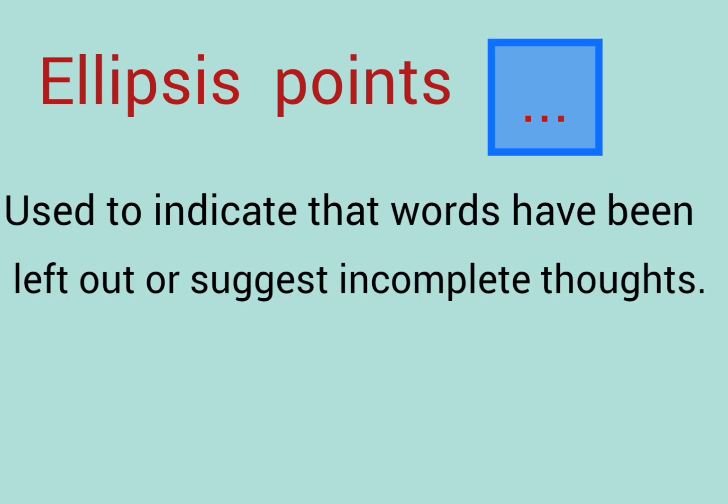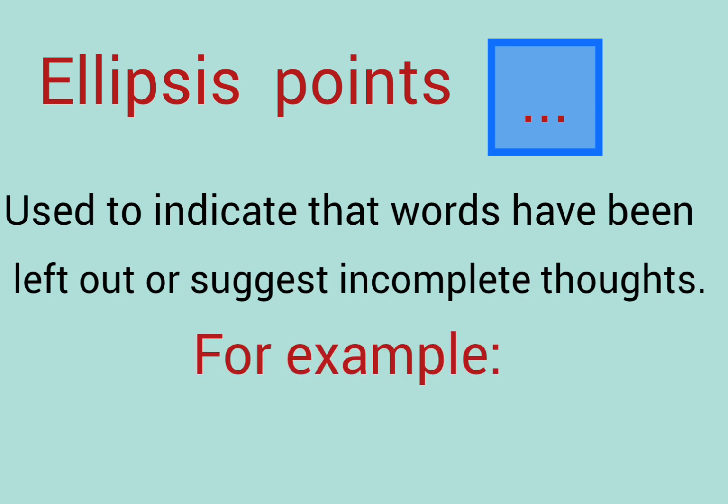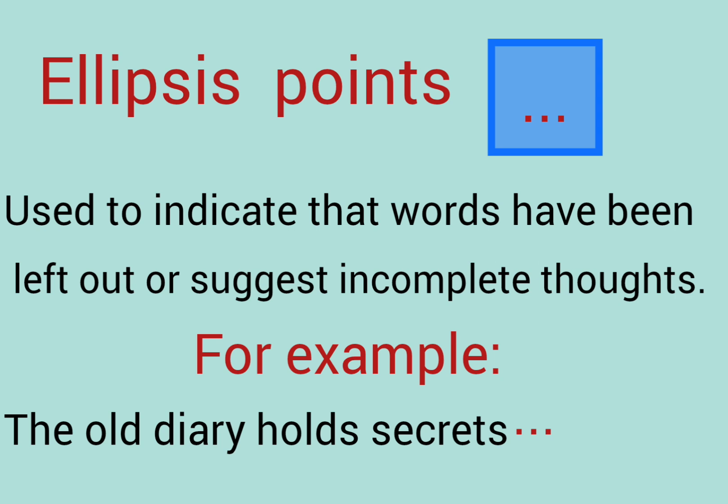Ellipsis points. Ellipsis points are used to indicate that words have been left out or to suggest incomplete thoughts. For example, "The old diary holds secrets..." So we don't know which kind of secrets.